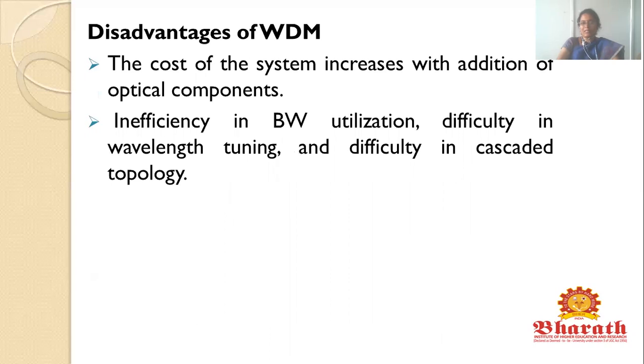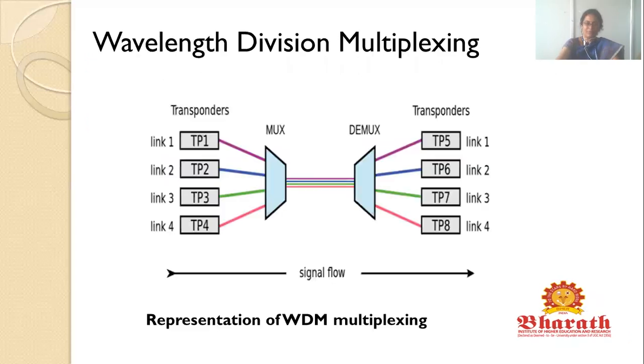And the disadvantages of wavelength division multiplexing: we are using optical signals, so optical fiber we are using, so the cost of the system increases because of the optical components. Inefficiency in bandwidth utilization, because each user is allotted a separate bandwidth. Difficulty in wavelength tuning and difficulty in cascaded topology.